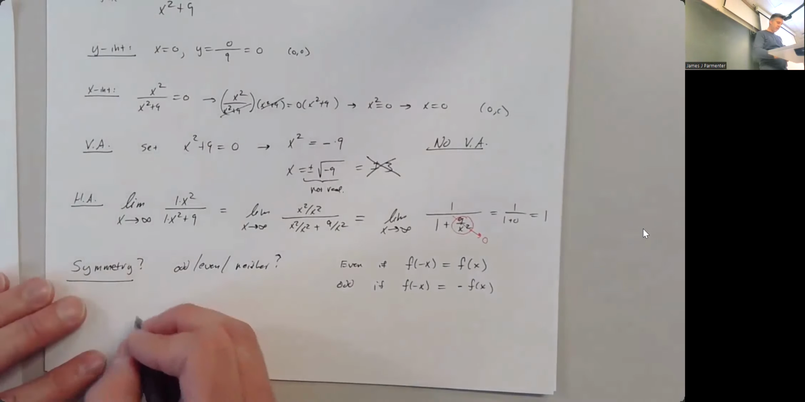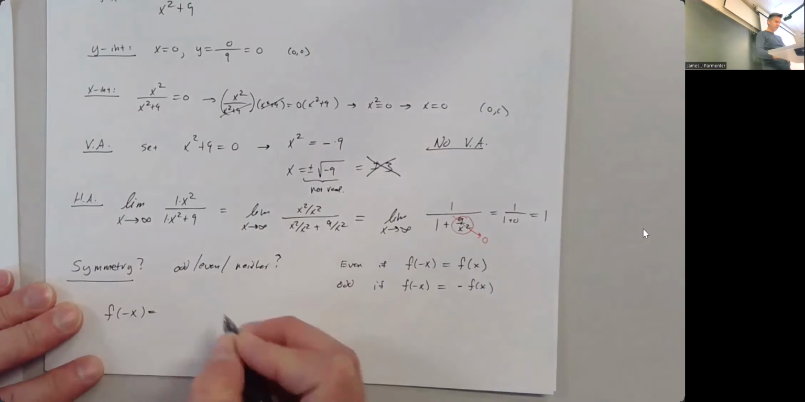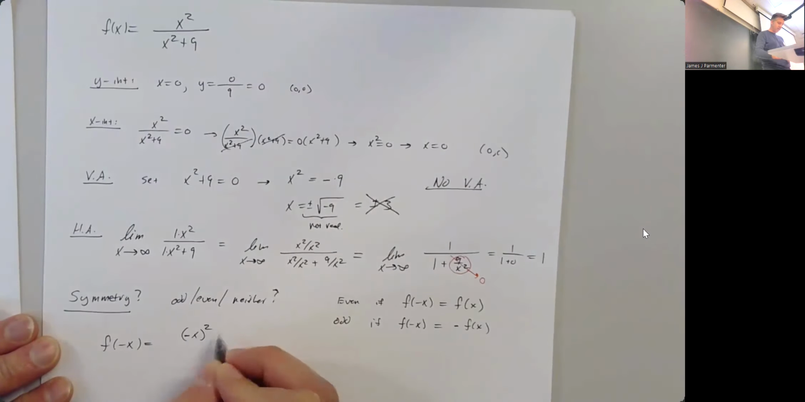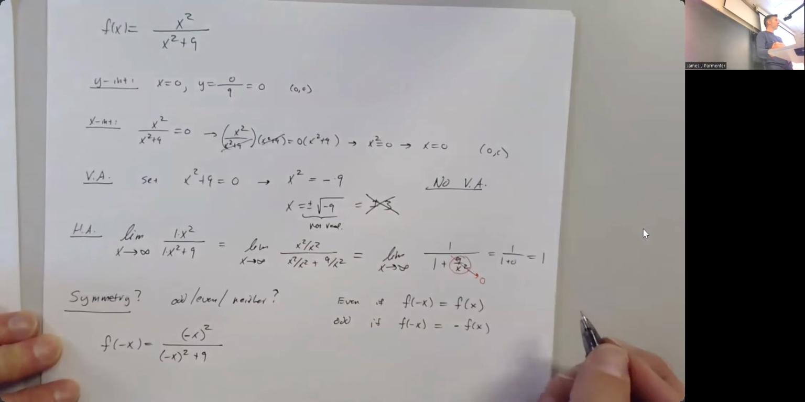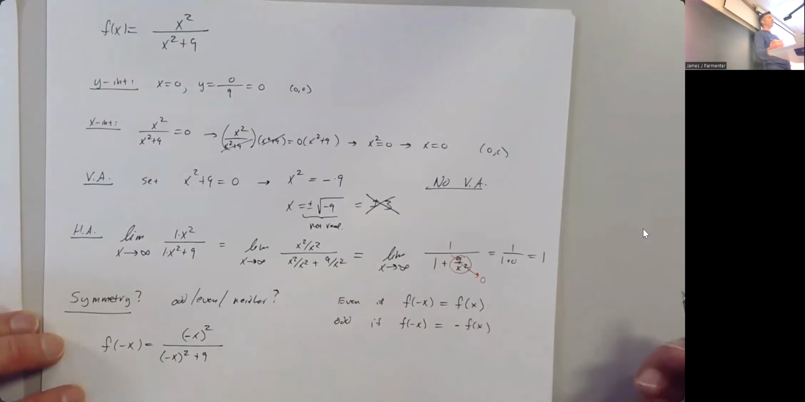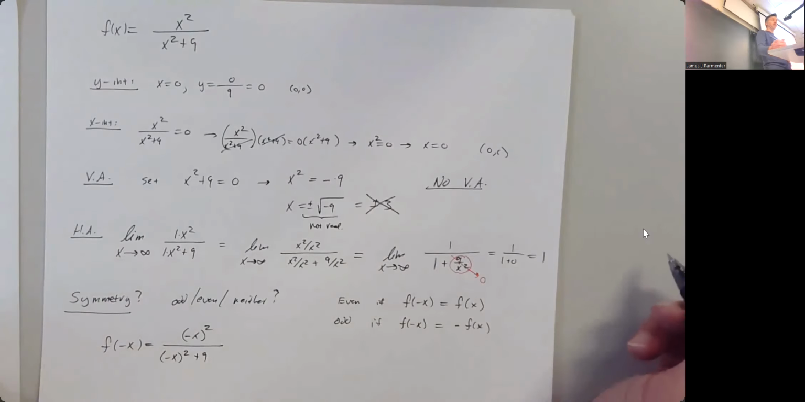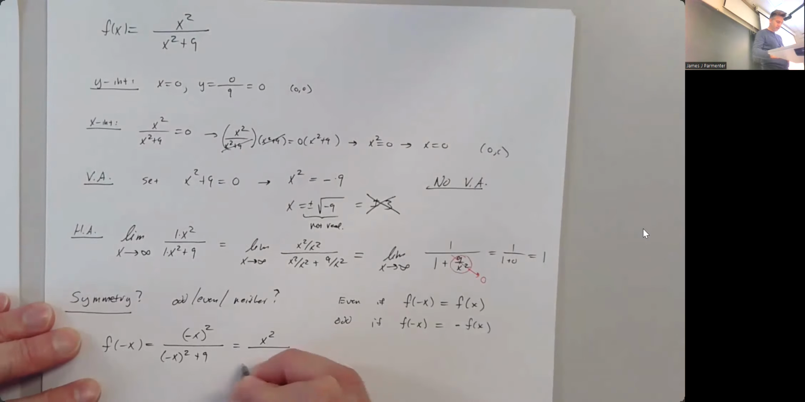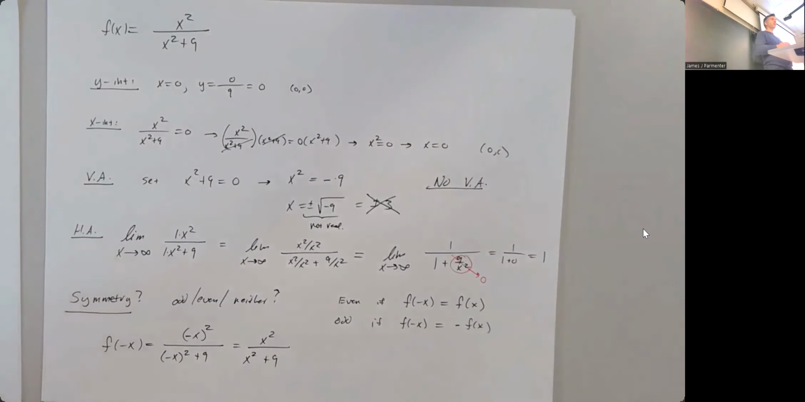So here, if we look at f of negative x, looking at my original function, I'm going to plug in negative x for every x. So you get negative x quantity squared over negative x quantity squared plus 9. And when you square negative x, I really think it's beneficial to think of it as negative x times negative x. The negative times the negative is positive, and the x times x is x squared. So we get x squared over x squared plus 9, which means the function is even, which means it has symmetry about the y-axis. So it looks the same on the right as it does on the left. So now we're going to graph it.